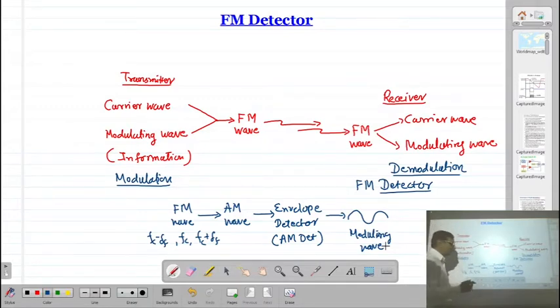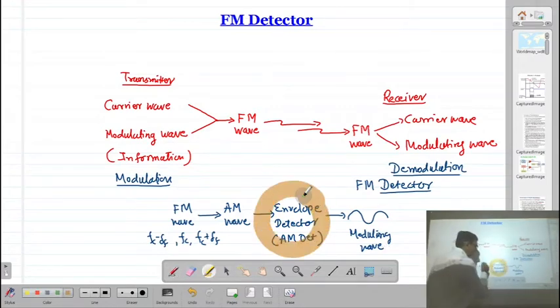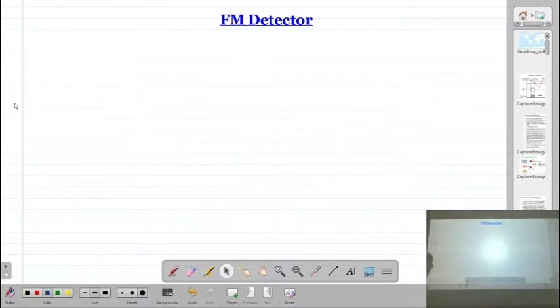But in all the detector circuits, finally we require an envelope detector. So what is the envelope detector, or what is the AM detector circuit? Let us have a brief idea about this. First of all I will discuss this circuit, and then we will see the different types of FM detector circuit. So let us see what the envelope detector is, and basically it is also a part of the AM detector circuit.